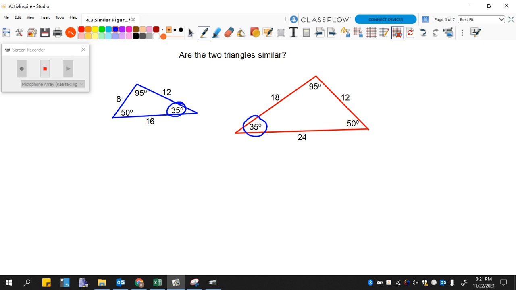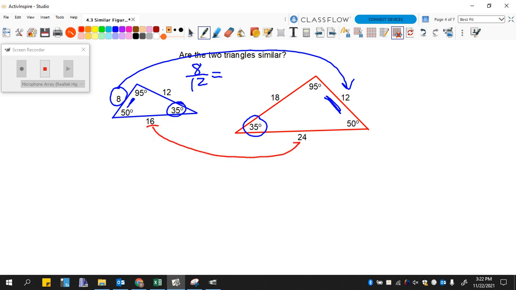If we look here, 8 is between the 50 degree and the 95 degree angles. Over here, between the 50 and the 95 is 12. So that means that 8 corresponds with 12. And 16, the bottom here, is between 50 and 35, so 16 corresponds with 24.